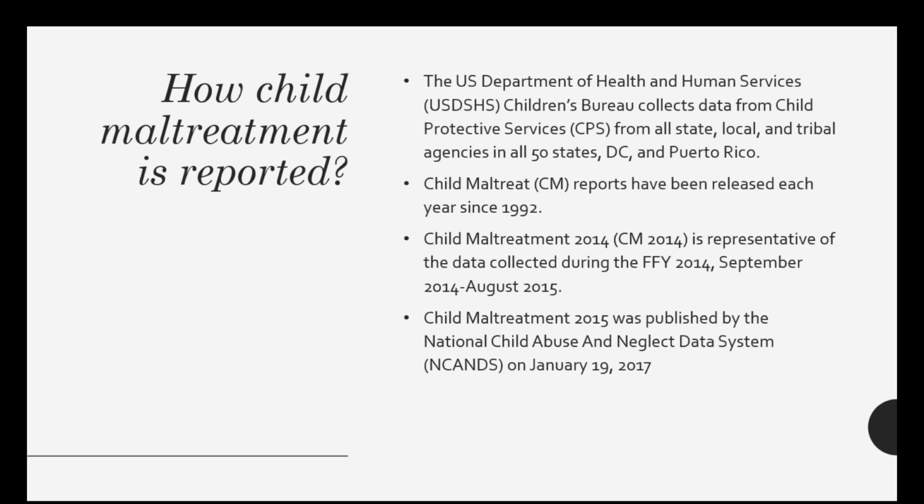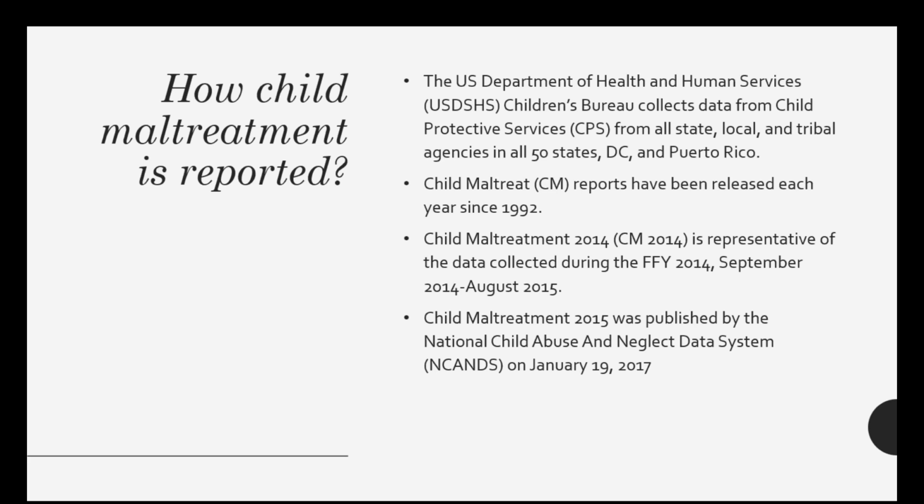So how is child maltreatment reported in the United States? The U.S. Department of Health and Human Services Child Bureau collects data from Child Protective Services agencies from all of the states, local areas, tribal agencies, all 50 of the states, District of Columbia, and Puerto Rico. They compile this into the Child Maltreatment Report, which has been released each year since 1992.